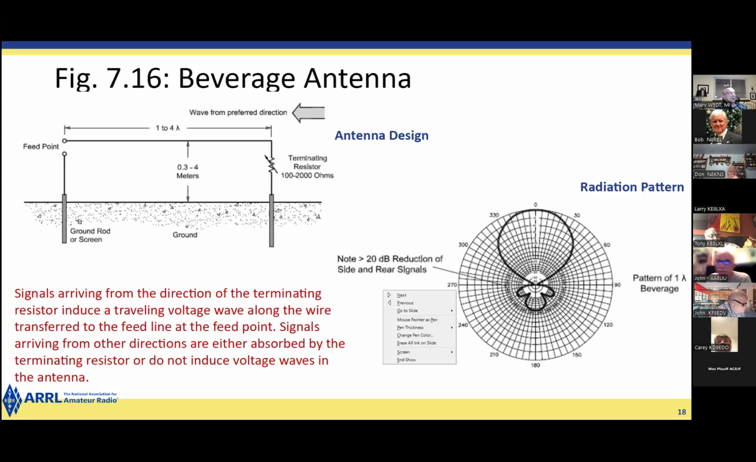Signals are arriving from the direction of the terminating resistor, right over here. They introduce a traveling voltage wave along the wire, which transfers to the feed line at the other end. Signals arriving from the other direction are either absorbed by the terminating resistor or don't induce voltage waves in the antenna.